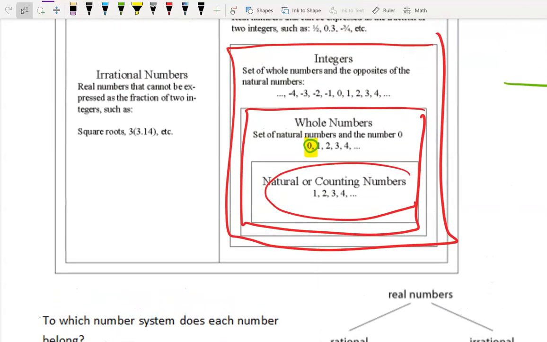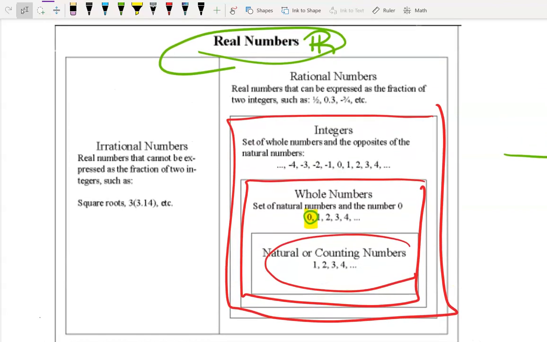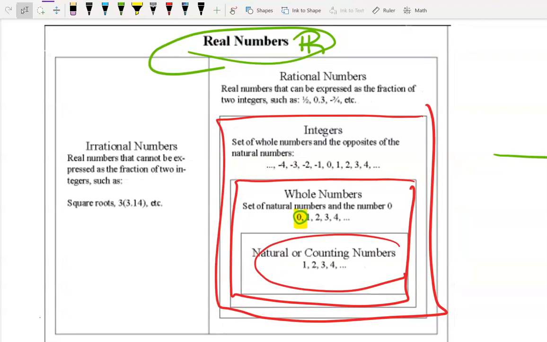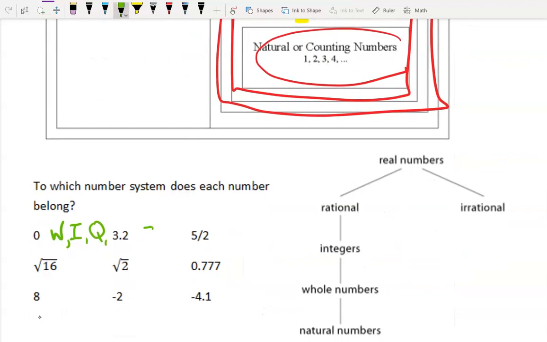Is 3.2 a counting number? No. Is it a whole number? No. Is it an integer? No, because it's not a whole number. It has a fraction in it. 3.2, part of a number. So this is what we call a rational number. Same with 5/2. 5/2 is a fraction.